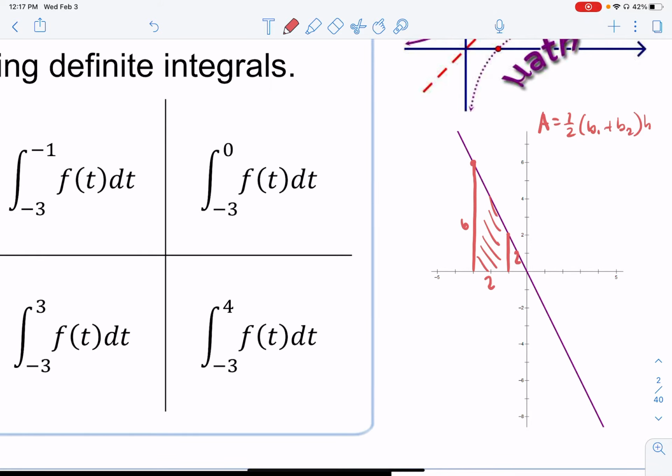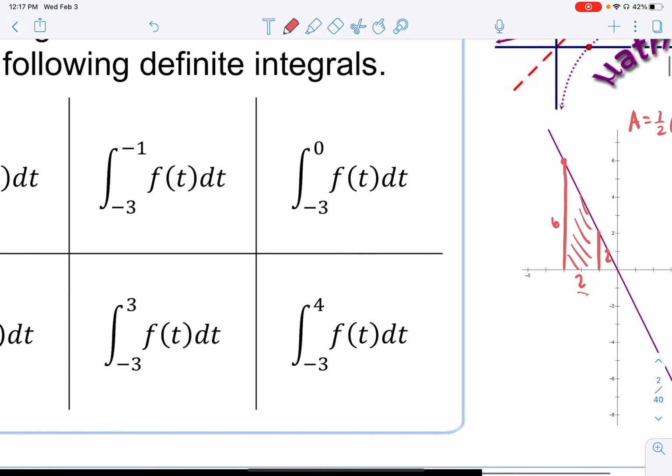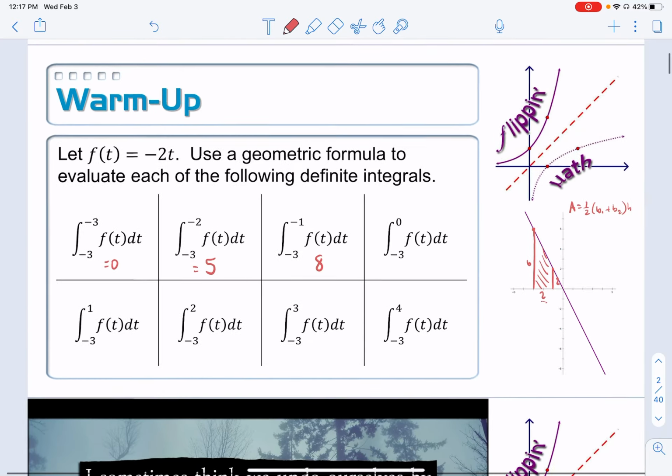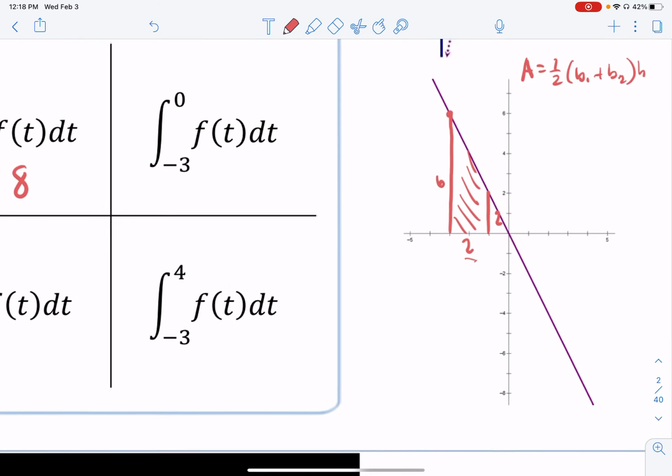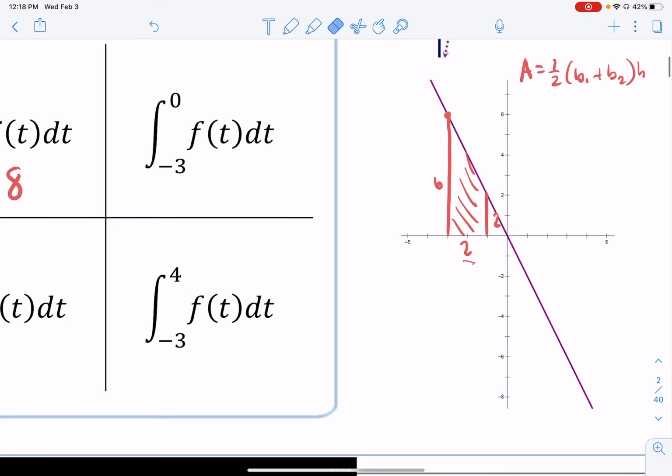All right, I take the average of these two bases. I do believe I get 4. So 6 plus 2 is 8, divided by 2 is 4, times the height of 2 gives me an 8. So notice that what I'm doing is I'm kind of accumulating some area here, right? I'm getting a little bit more area each time as I sweep underneath this graph.